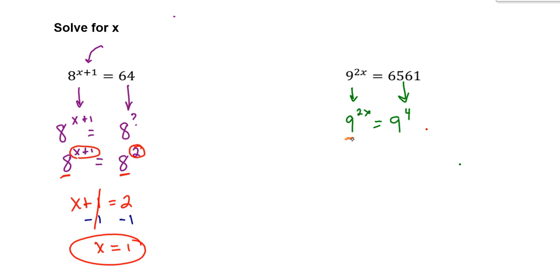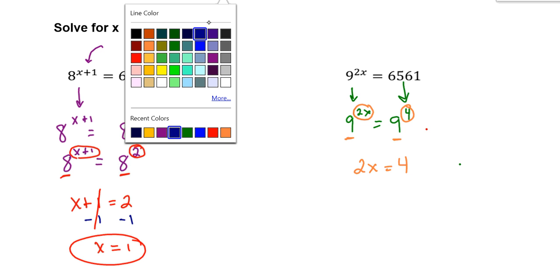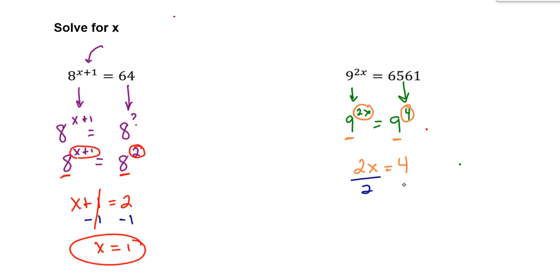We've got a 9 and a 9, so I can take my 2 powers and say that those are also equal to each other. And then you finish solving, nice and easy. Divide by 2, divide by 2. You got to divide, right, because it's 2 times x, which leaves us with an answer of x equals 2.